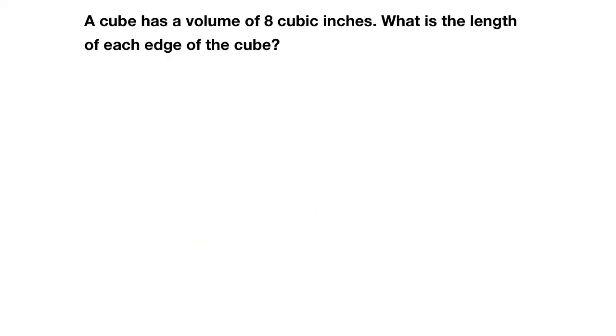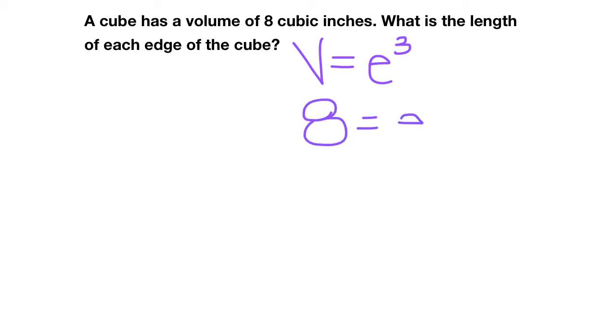A cube has a volume of 8 cubic inches. What is the length of each edge? Volume of a cube is edge to the third power, length times width times height. The volume is 8 cubic inches, and that is equal to the edge to the third power. Use the inverse of the exponent 3. That is the cube root.